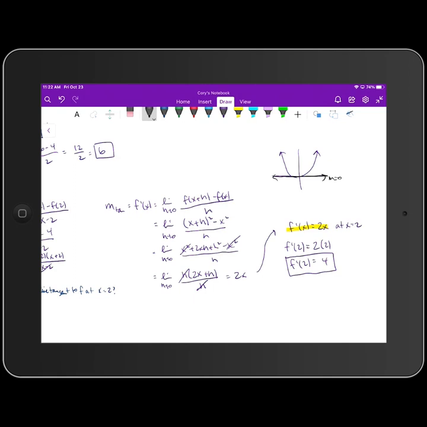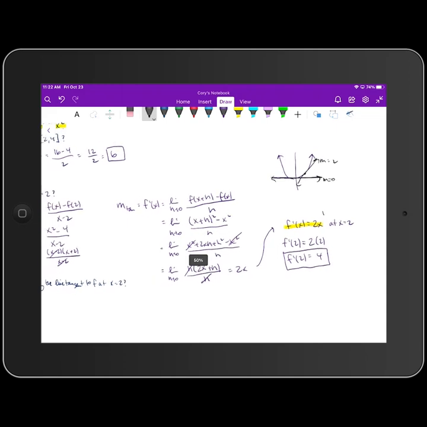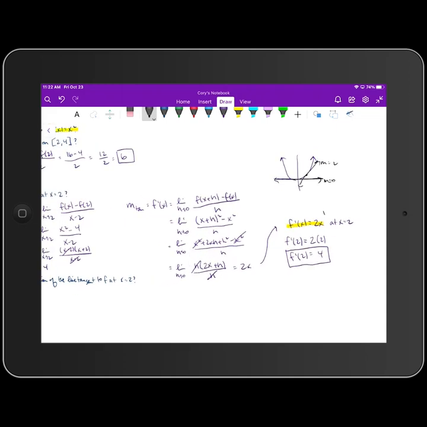If I want to calculate the slope of the graph at 1, I would just plug 1 into that function. So the slope of the tangent line at 1 would be equal to 2. The slope of the tangent line at 2 is equal to 4. The slope of the tangent line at 3 would be 2 times 3, which is equal to 6. So that derivative calculates the slope of your graph at any point, which is a really cool result. And that's going to be true for any function.